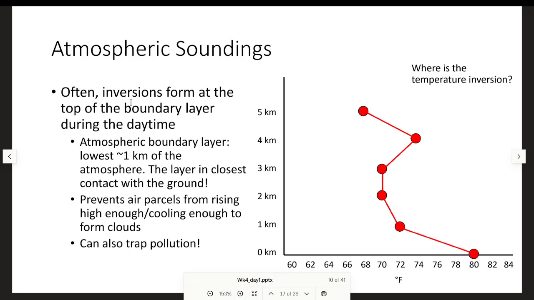Usually the inversions form at the top of the boundary layer during the daytime, but the real inversion is during the nighttime, because the ground gets cold and then you have this warm air at night above it, so you can't really get it to push past the warmer air that hasn't cooled off yet. That's because the ground cools off faster than the air above it, and that's a specific heat thing.